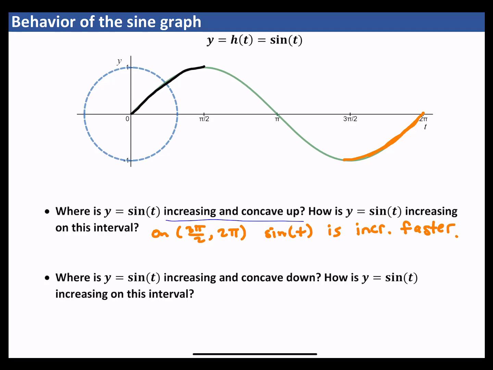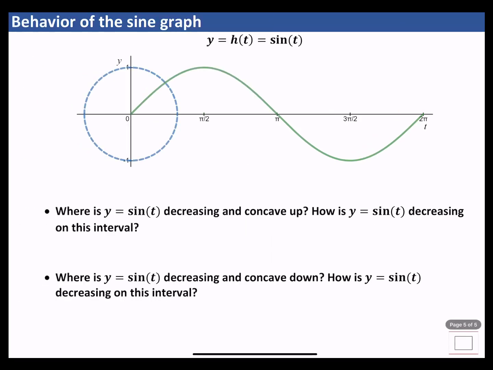And then the next question asks us, where is the sine of t increasing and concave down? So that was the other interval we saw. On the interval from 0 to pi over 2, the sine graph was increasing and concave down. And so now we see that the slopes are decreasing. So the sine function is still increasing, but it's increasing slower. It's important to notice there, the sine function is increasing, but the slopes are decreasing.